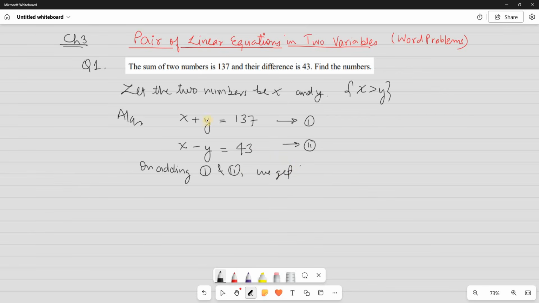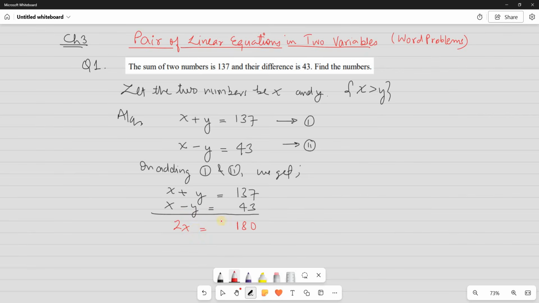what do we get? Let's write the equations first to see how we are adding. x plus y is 137 and x minus y equals 43. Once we add those two equations, plus y minus y is 0, gone, and x plus x is 2x. And 137 plus 43 is 180. So that means 2x equals 180.